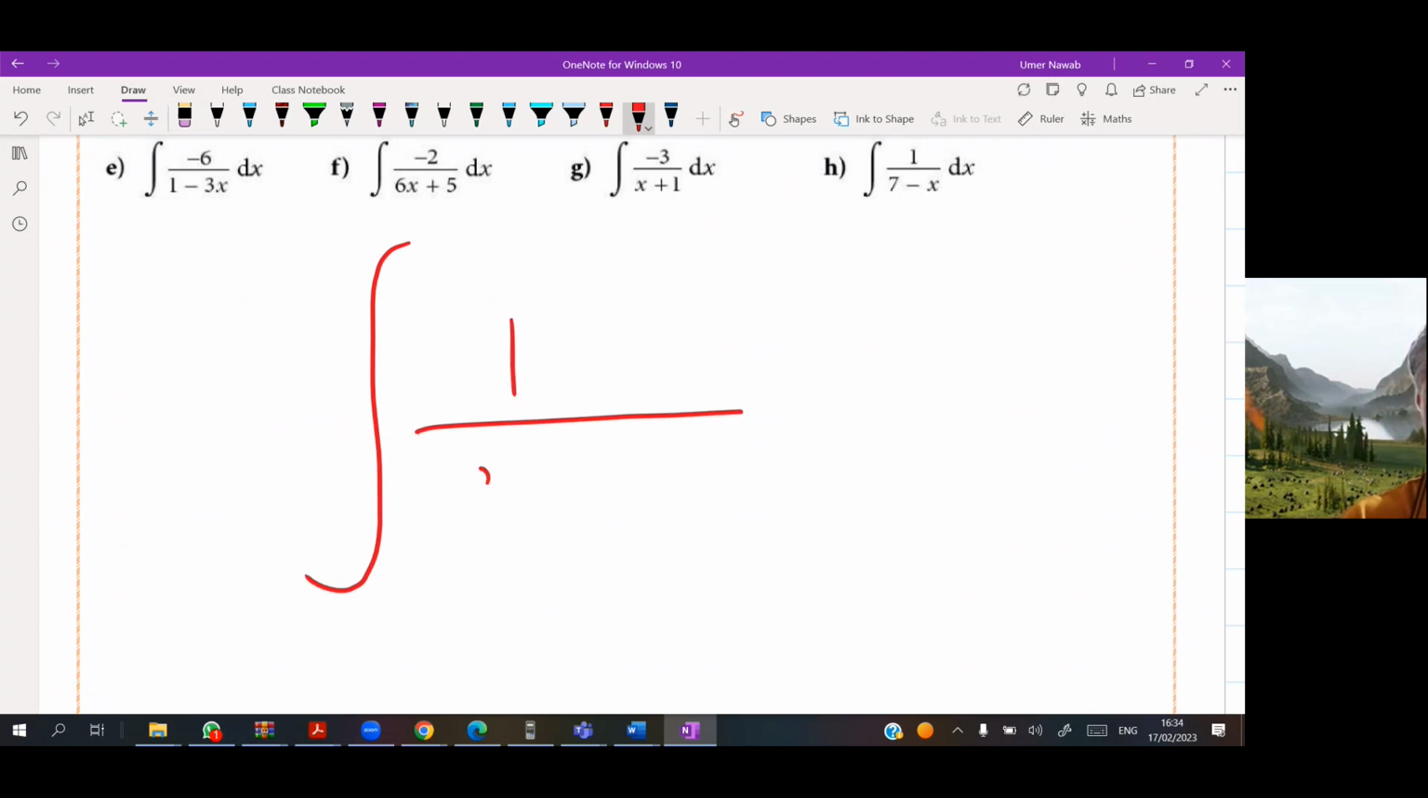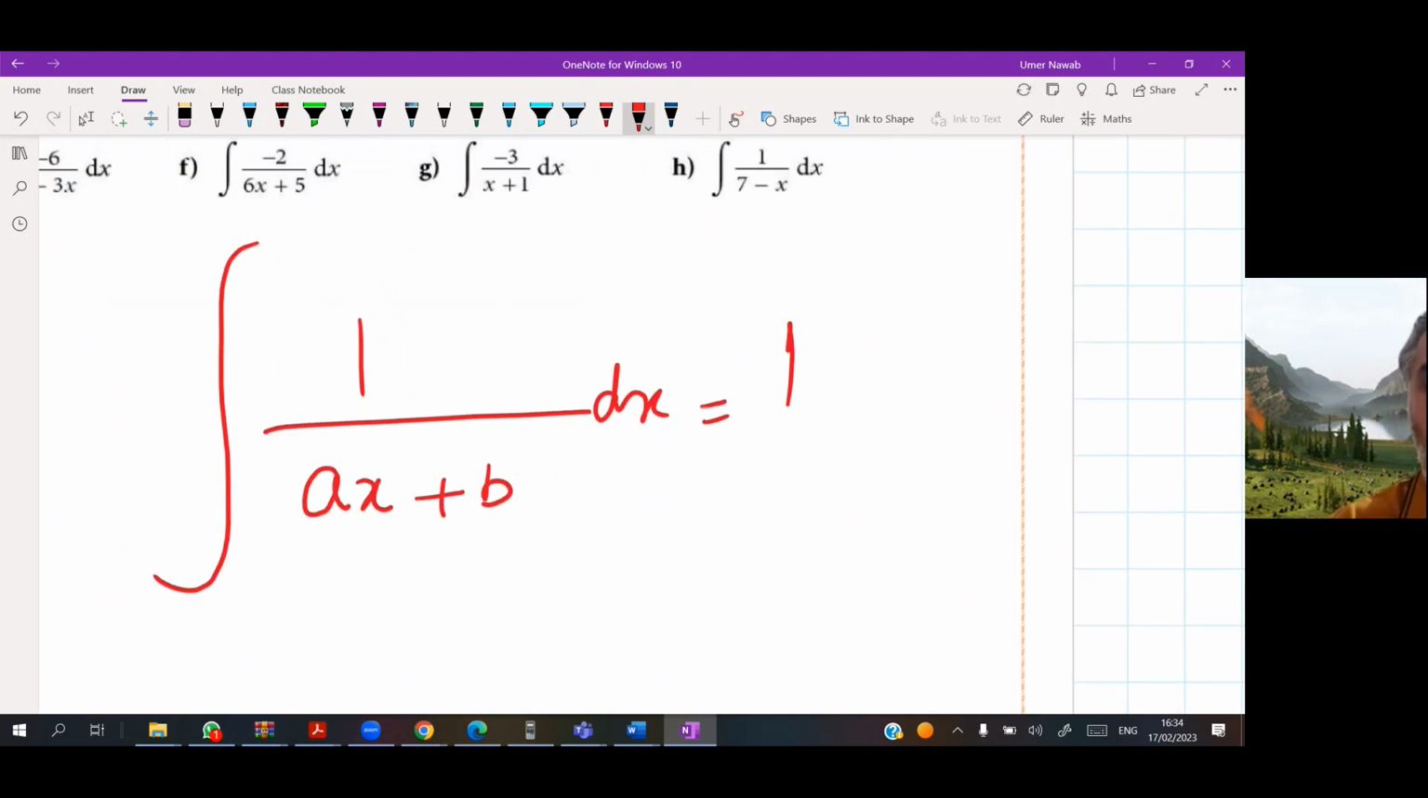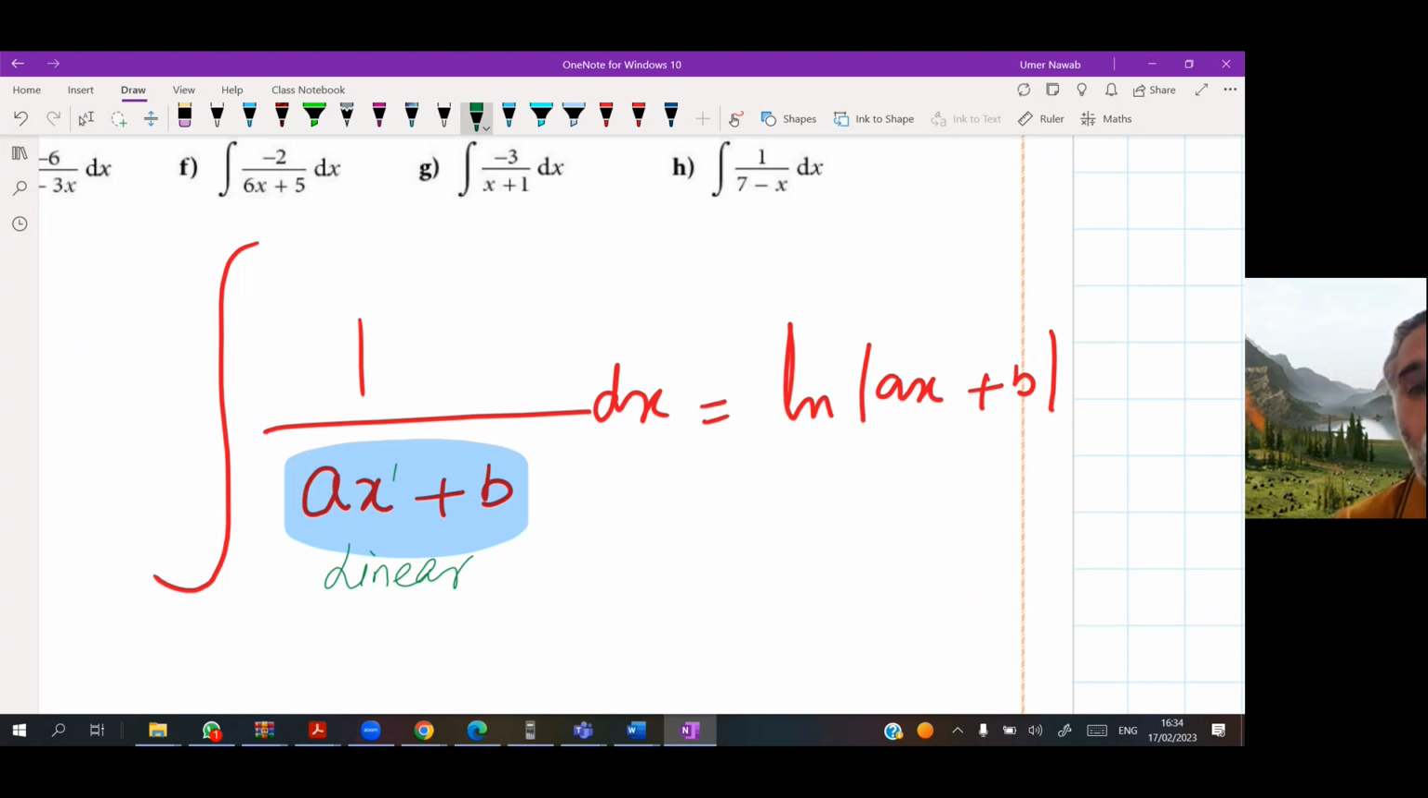Whenever we have a linear expression in the denominator without any power, okay, if this type of situation happens, its integration is ln of ax plus b, but please make sure you must have a linear expression in the denominator. Again, I'm speaking, you must have a linear expression. Linear means the power of x is 1. After writing ln of ax plus b, don't forget we love to divide by the coefficient of x, and the coefficient of x is a, so divided by a, plus c.